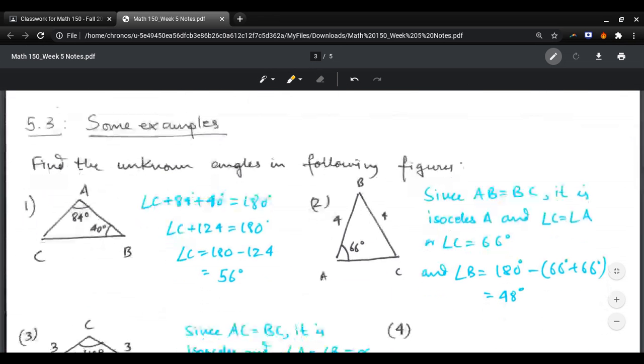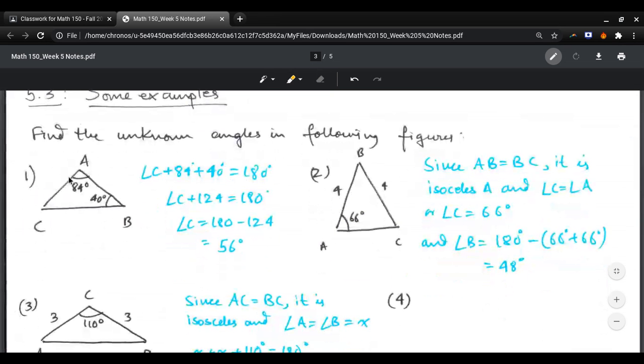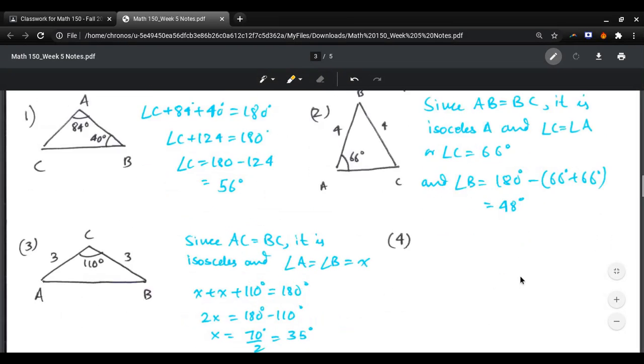Some examples of problems. Find the unknown angle in the following figures. So in this triangle, I have 84 plus 40. So the unknown angle is, the sum is 180. So the unknown angle comes out to be 56. Second one, since AB equals BC, it's an isosceles triangle, which we have seen before. And in an isosceles triangle, the opposite angles are also equal. So if angle A is 66, angle C is also 66. Once we know A and C, we can find that angle B is 180 minus 66 plus 66, which is 48.